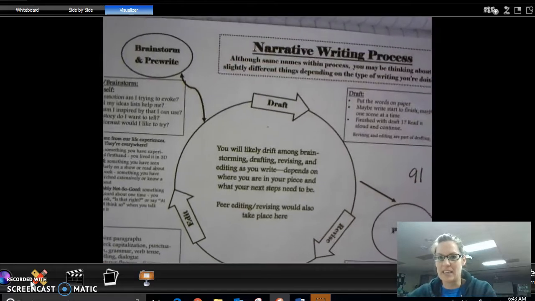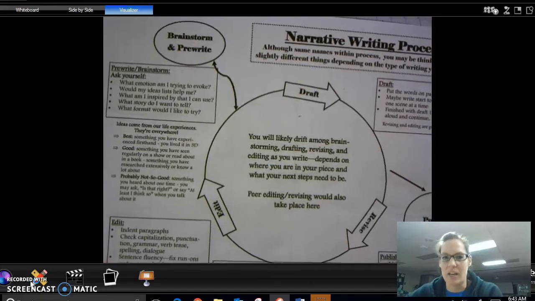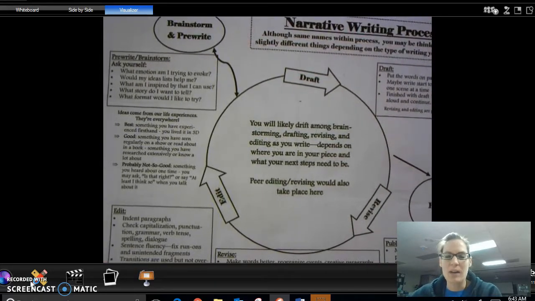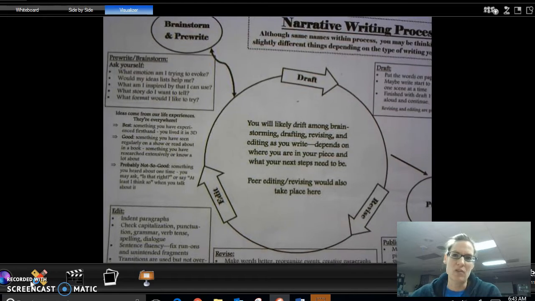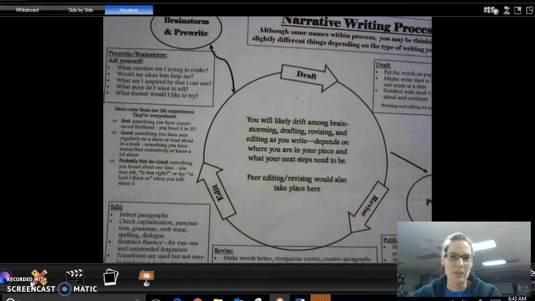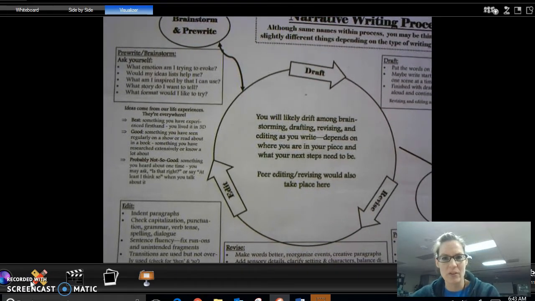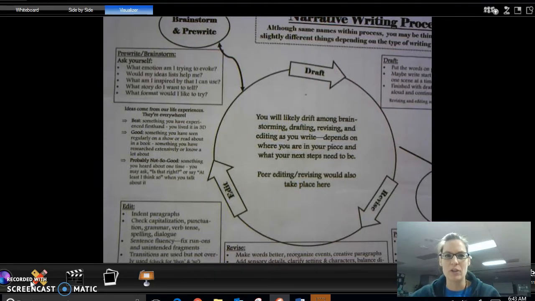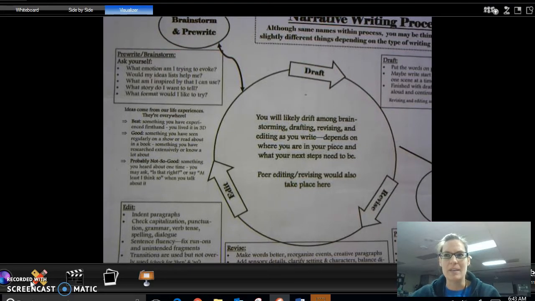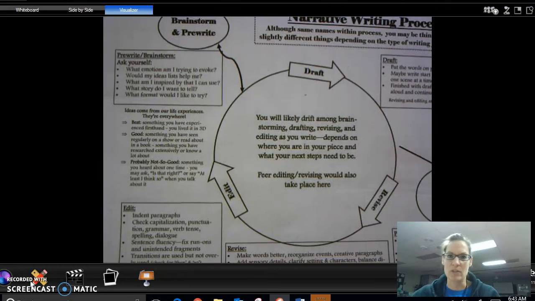It looks like this, and it has the narrative writing process on here. The narrative writing process and the process for informational and argumentative text are very similar in the sense that the names of all the parts are the same, but what you do at those different parts and what you're focusing on in a narrative text versus an argument or informational text is slightly different.